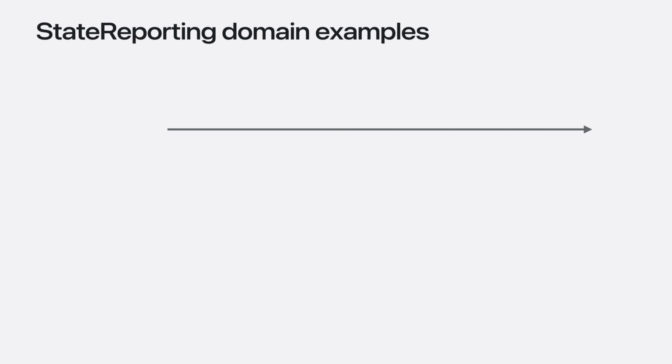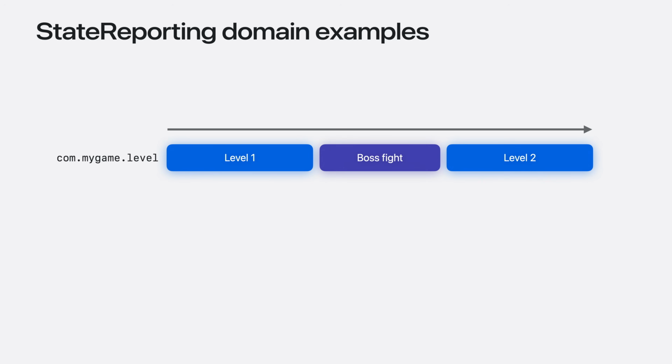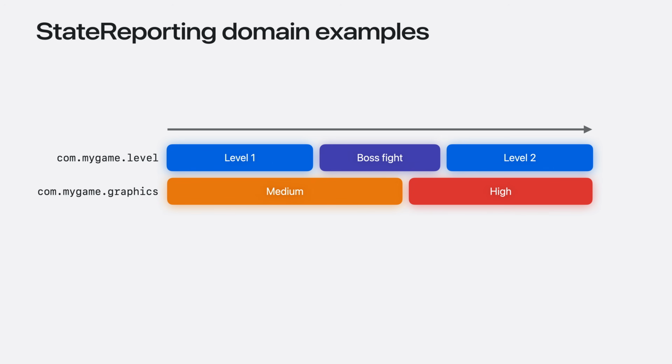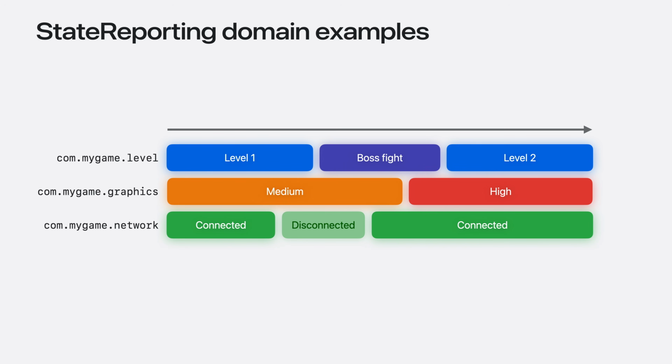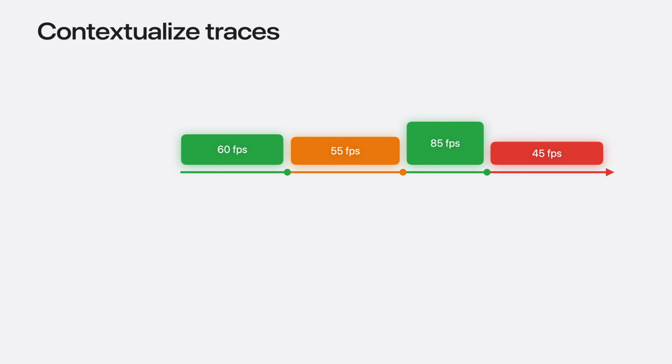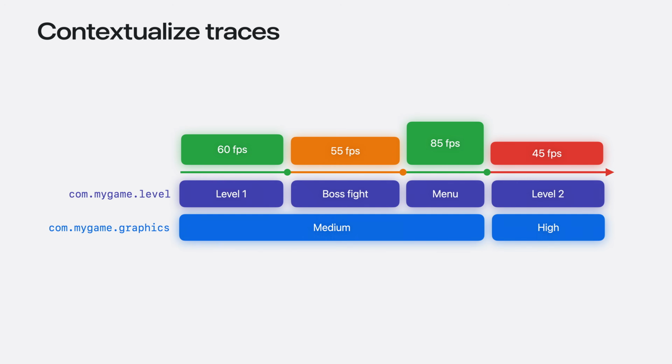Putting this on a timeline, you can define multiple domains to describe the state of specific areas of the game. For example, a level domain that tracks level changes, a graphics domain that tracks current graphics settings, and a network domain for the network status. If we go back to the previous FPS graph, now we can contextualize the trace, and I can immediately notice areas that need improvement and focus my optimization efforts.